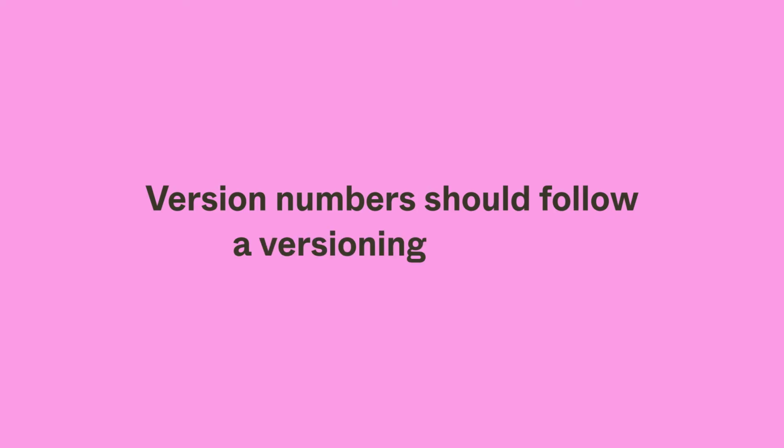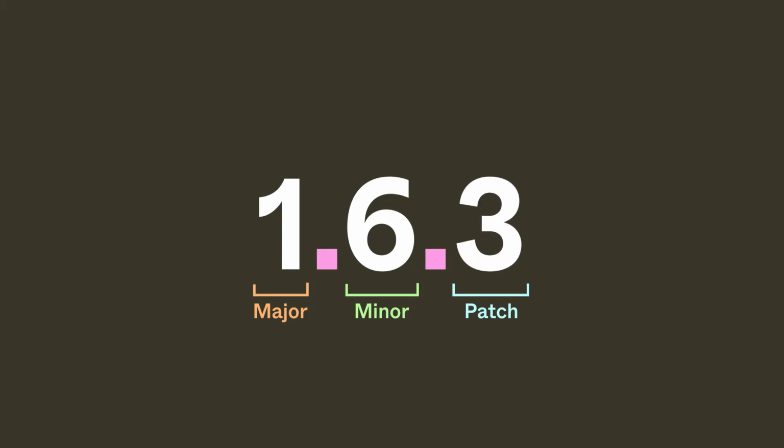Versioning numbers should follow a versioning scheme for consistency and to convey information about the update. One of the most common schemes is semantic versioning, often categorized by its pattern of numbers separated by decimals. They're structured in the major, dot, minor, dot, patch pattern, which refer to types of changes. Each type is represented by its own number version that increases by 1 anytime a relevant change happens.